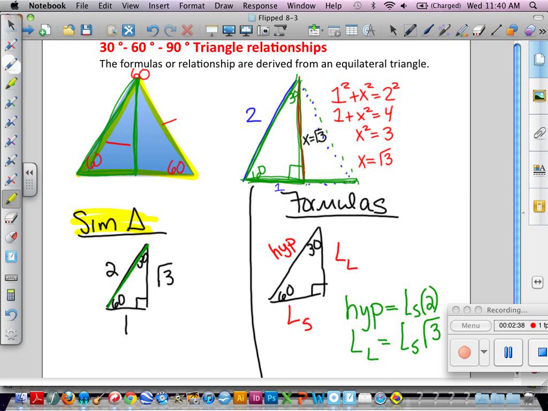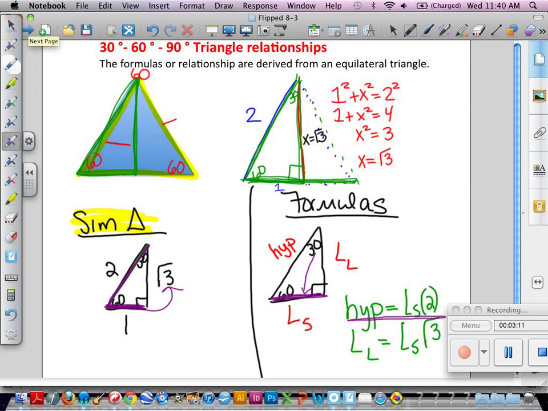I also came up with some formulas. If you look at the short leg, because it's across from the 30 degree angle, this is my short leg. It takes 2 short legs to equal the hypotenuse. That's how I came up with this. And then my short leg times root 3 will get me my long leg. So again, when I go to solve my 30, 60, 90 triangles, I can use my formulas or I can use my similar triangles.